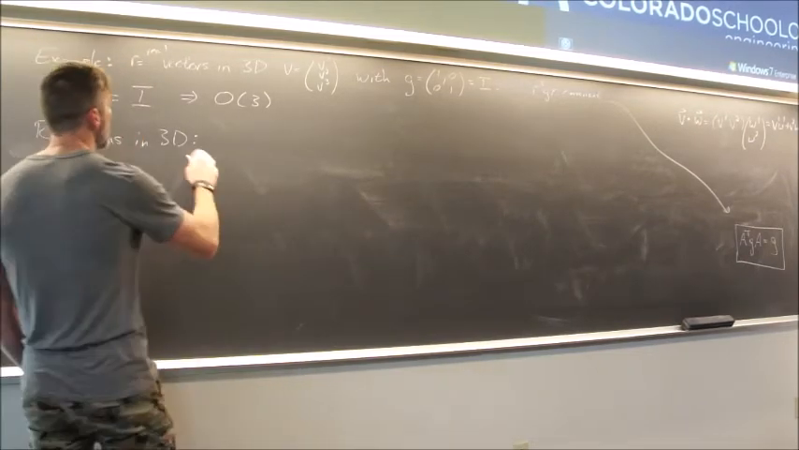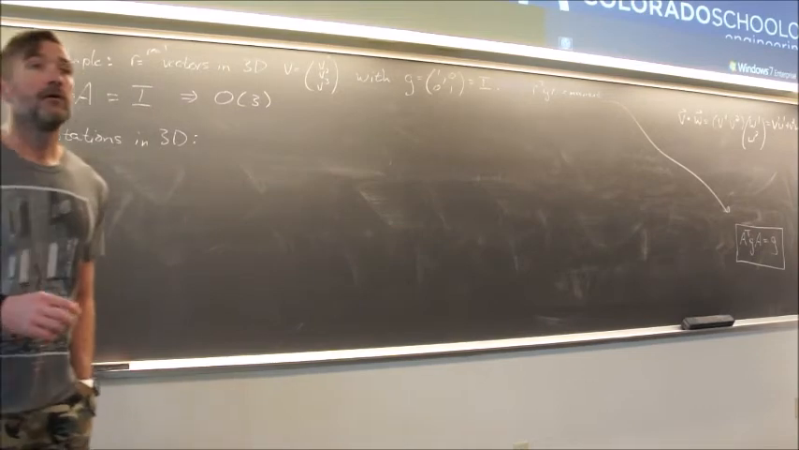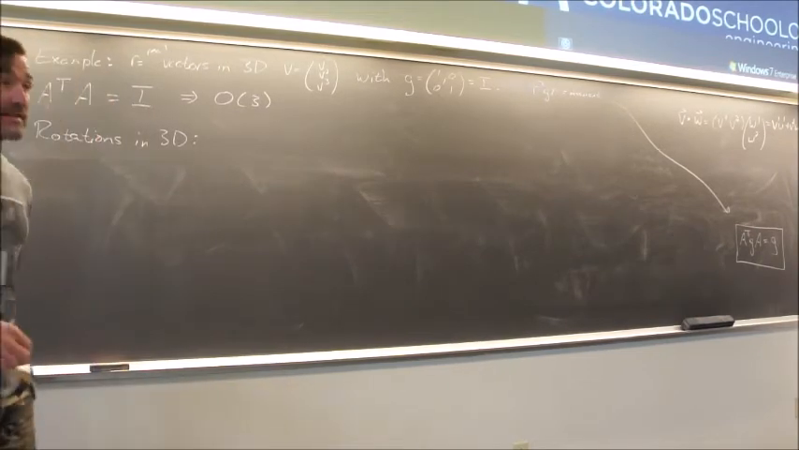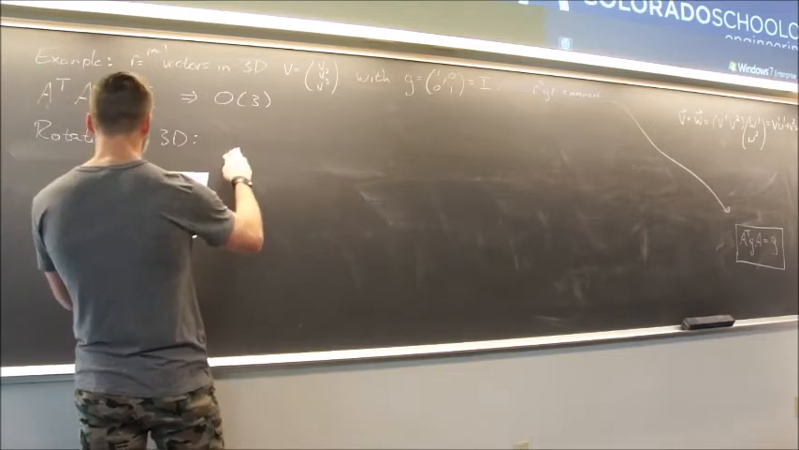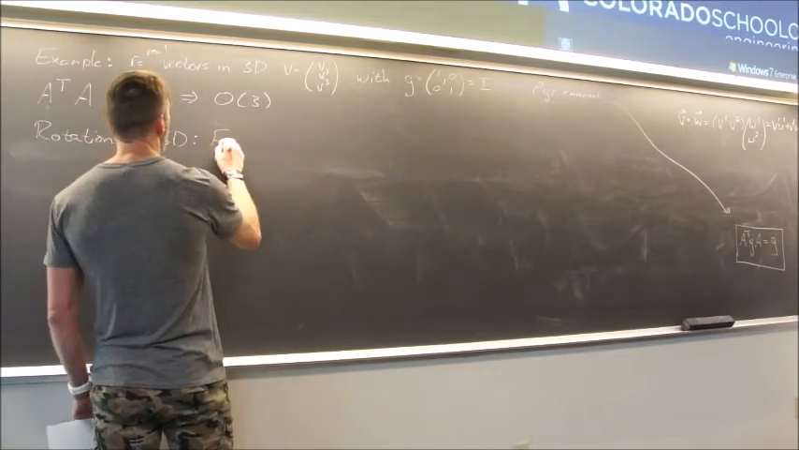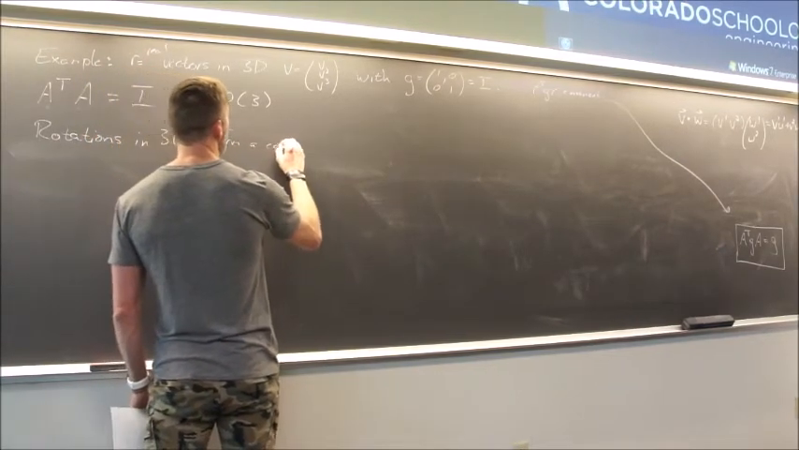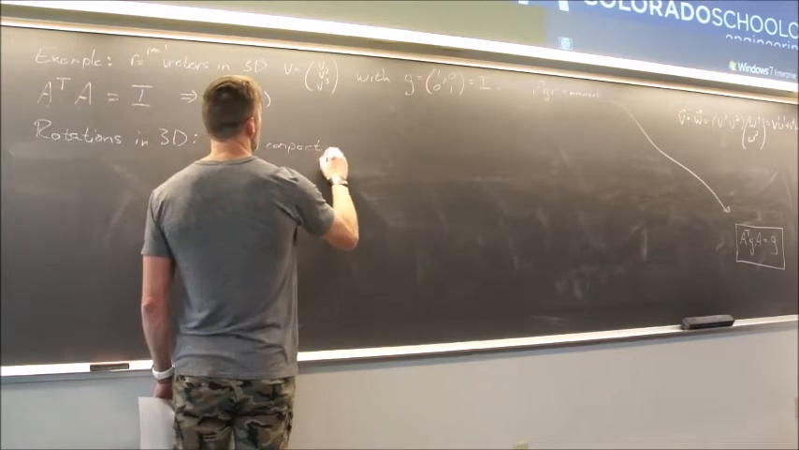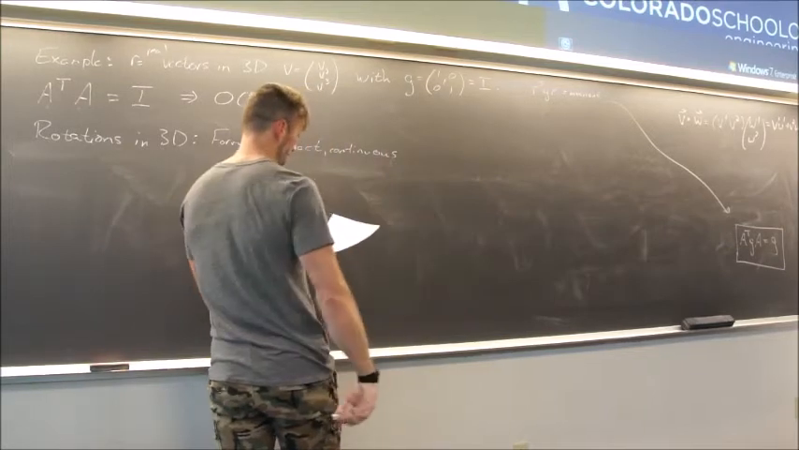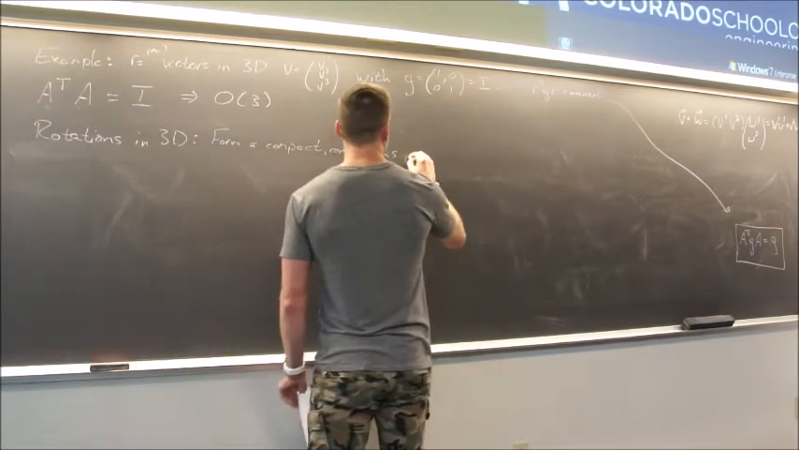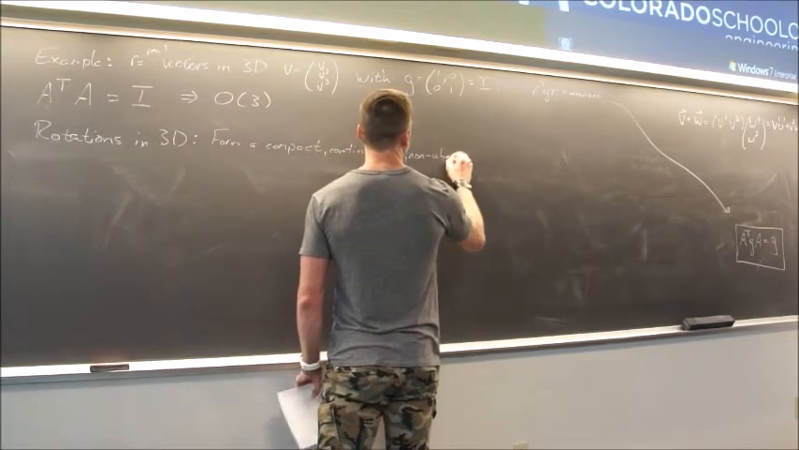Okay, so rotations in 3D form a group, and that group has certain properties. I'm going to write down those properties so that we can revisit some of those words that we looked at. These form a compact, continuous, non-abelian group.